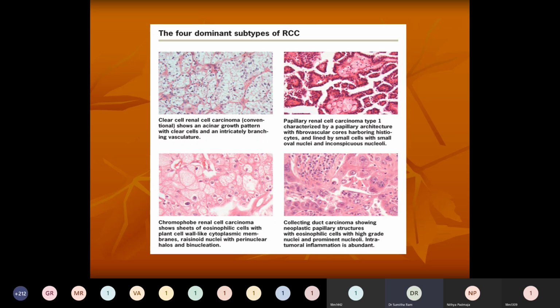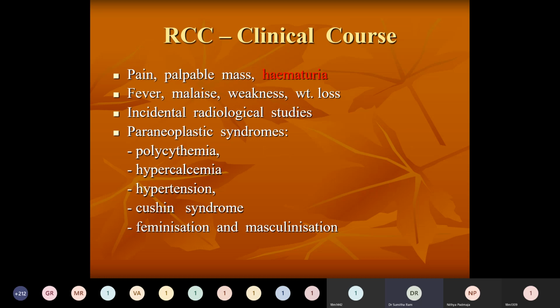Now, the four dominant subtypes of renal cell carcinoma: this is the clear cell variant. This is papillary renal cell carcinoma, which is characterized by finger-like projections, that is papillae, lined by atypical tubular cells. This is chromophobe renal cell carcinoma, showing sheets of eosinophilic cells, and this is collecting duct carcinoma showing neoplastic papillary structures again here. Out of these, if you remember the clear cell carcinoma, it is more than enough, but you should know the other variants as well.